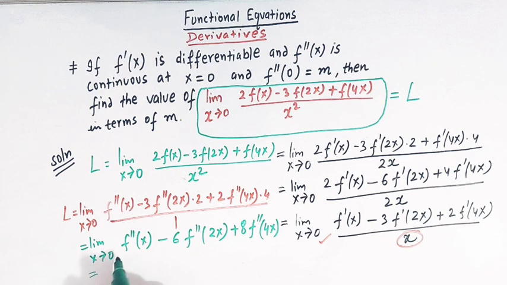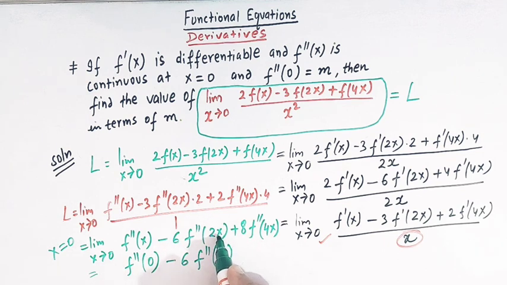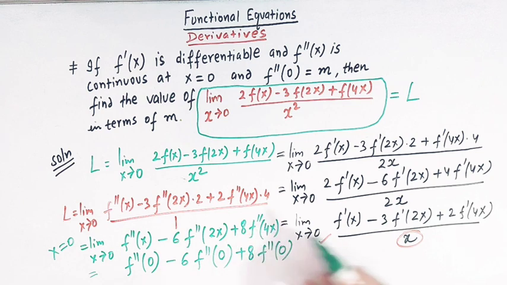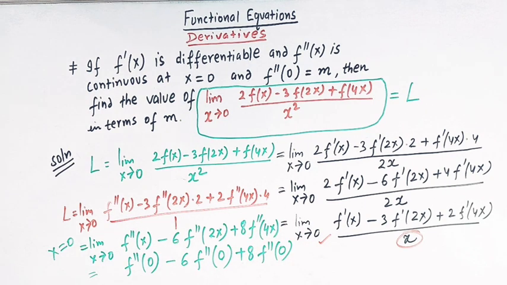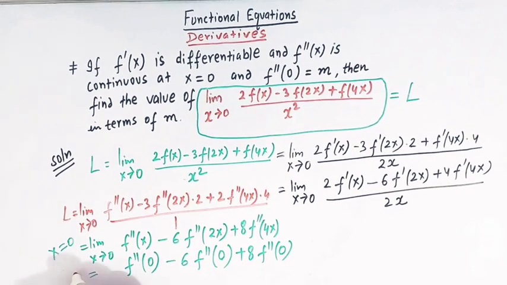Okay, so now if we take the limit, that is x tends to 0, we have f double prime of 0. So substituting x is equal to 0 in this expression, we have minus 6 f double prime of 0, because when x is 0, 2 times 0 is 0. And here we have f double prime of 0, because when x is 0, then 4 times 0 is 0. So viewers, we have got this limit, right?